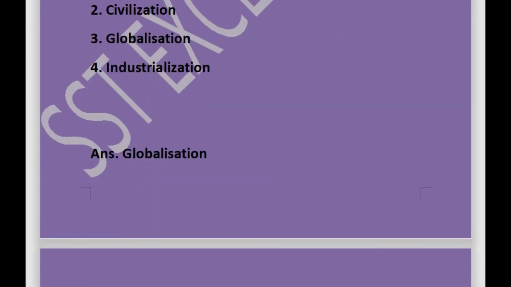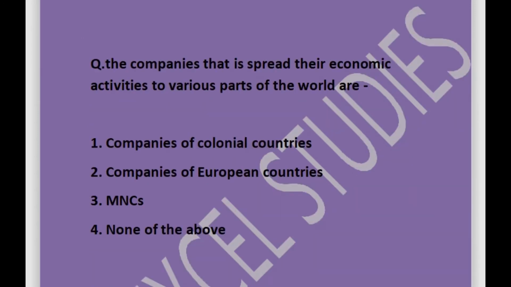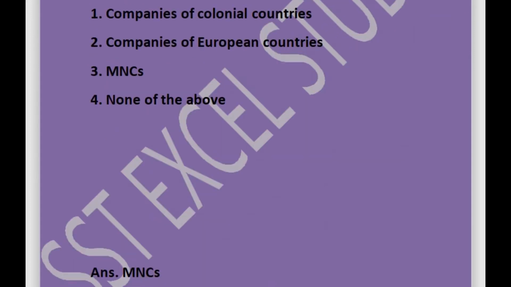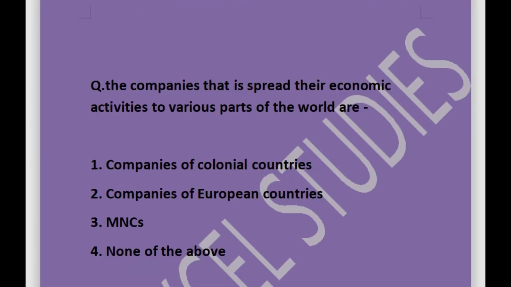Answer is globalization. Next question is: the companies that spread their economic activities to various parts of the world are? Options are companies of colonial countries, companies of European countries, MNCs or none of the above. Answer is MNCs, which stands for multinational companies.